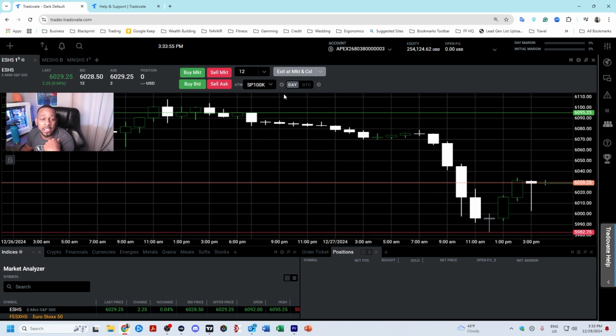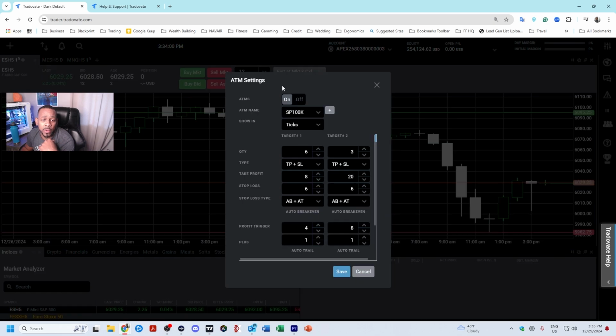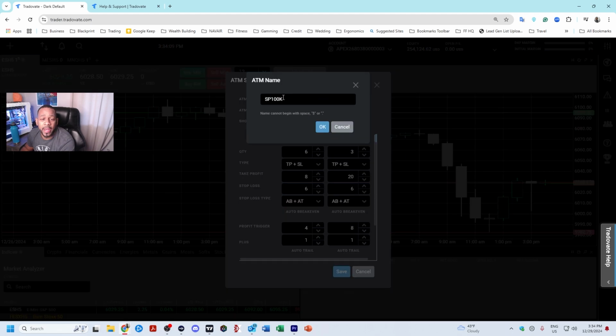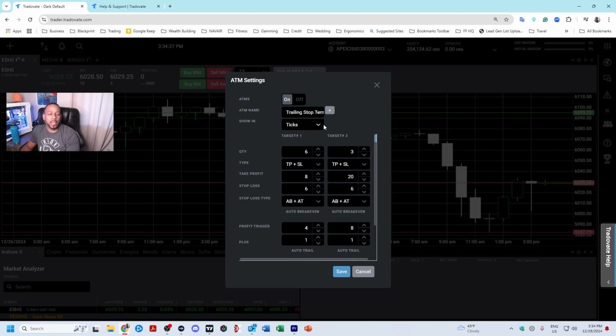So let's go ahead. This cog right next to the ATM, as you can see, I already have a template set up here. We're going to click on that. ATMs, they're off. We want to turn them on. And then we're going to click add. Add is just a template, right? So we're going to say trailing stop. Spell right. It's trailing stop template. Lot of words, right?